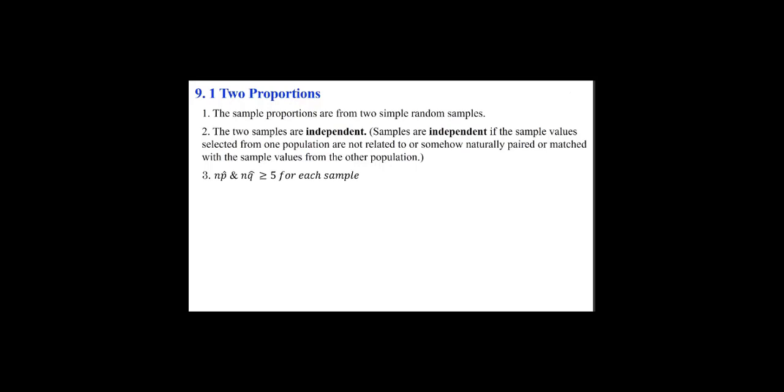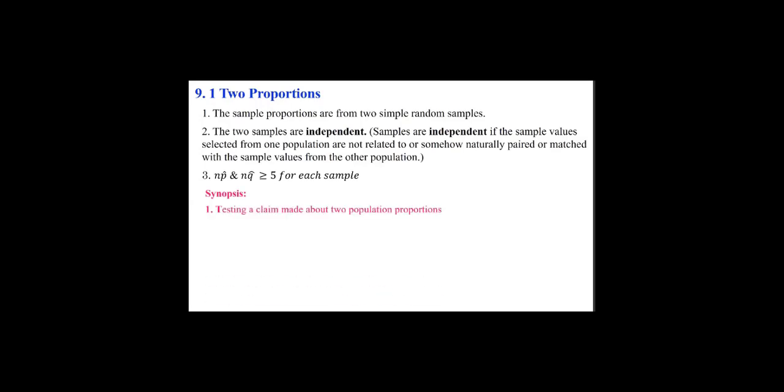SRS samples are independent if the sample values selected from one population are not related to or somehow naturally paired or matched with the sample values from other populations. We discuss the matched pairs with more details later. And again, remember np and nq must be large. Now in this case, np hat and nq hat must be large.